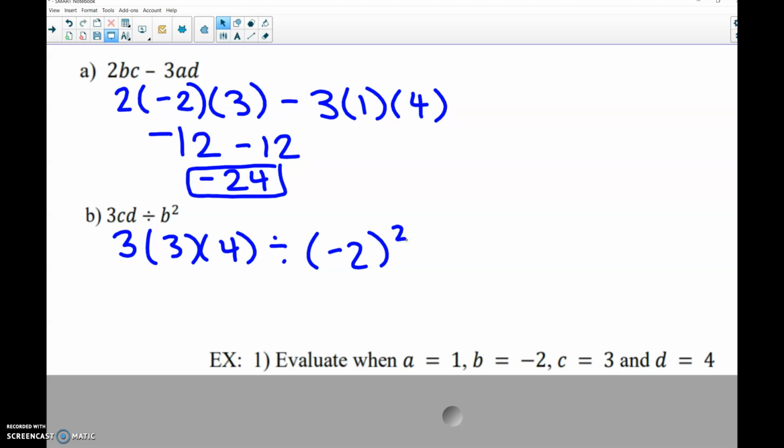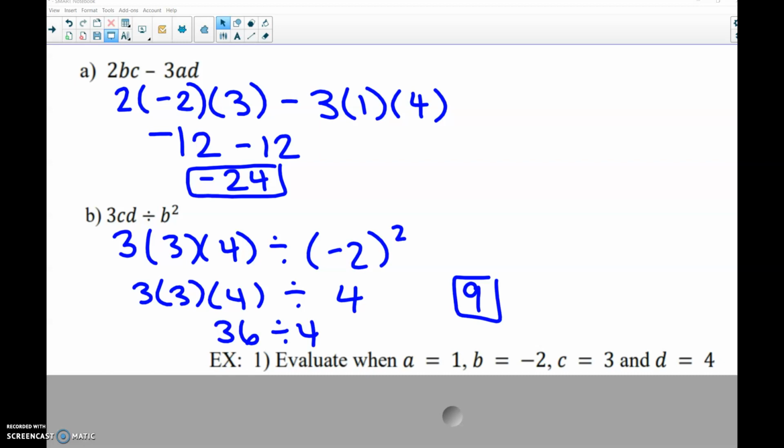Remember in the previous class how we have to make sure we put parentheses around everything? If we didn't put a parenthesis around this negative 2, this square would have been negative 4, but since we have parentheses around it, the quantity negative 2 squared is 4. So this one here divided by 4, and multiply the rest of this out and solve for the value of this expression.